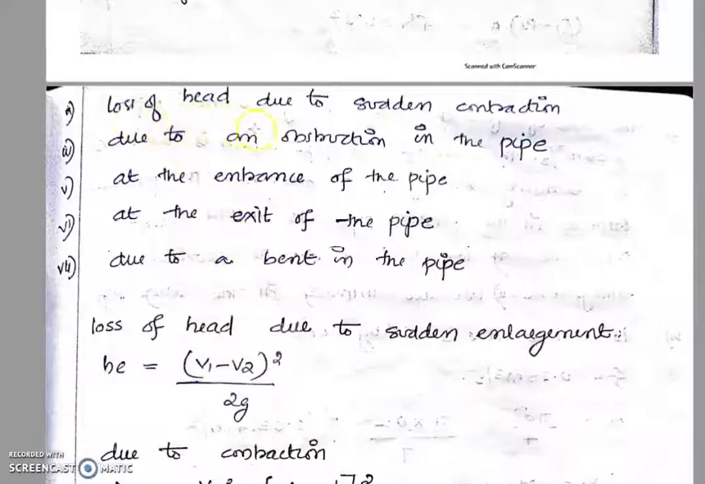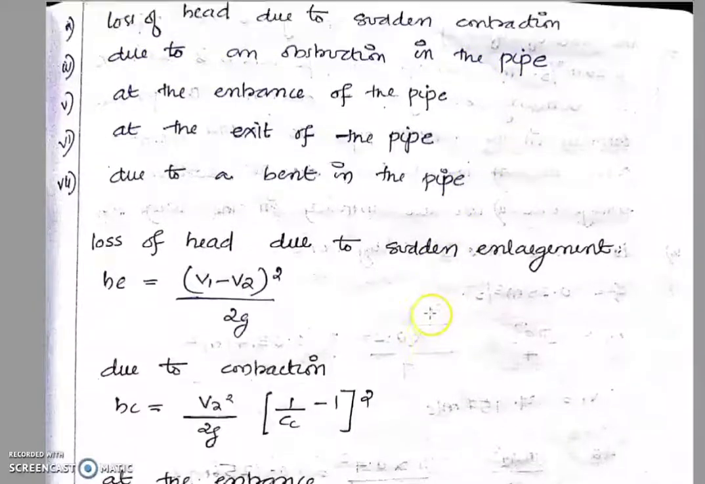The next one is the loss of head due to sudden contraction. So what is the head loss due to sudden contraction? With the notation hc, it is V2 square by 2g into (1 by Cc minus 1) the whole square. Cc is the coefficient of contraction, so it will be given in the question.